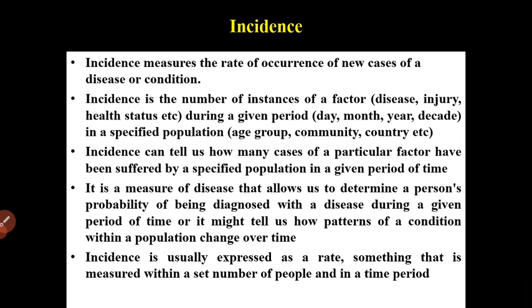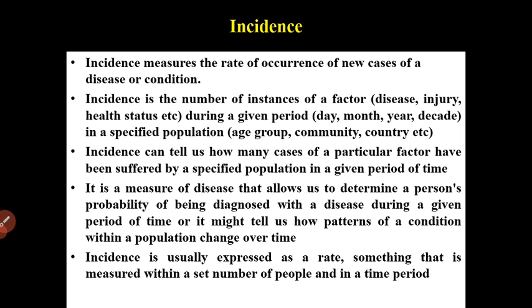It measures the rate of occurrence of new cases of a disease or condition. It's the number of instances of a factor during a given period, whether it be a day, month, year, or a decade, in a specified population. Okay, it tells us how many cases of a particular factor have been suffered by a specified population in a given period of time. It allows us to determine a person's probability of being diagnosed with a disease during a given period of time, or it might tell us how patterns of a condition within a population change over time.